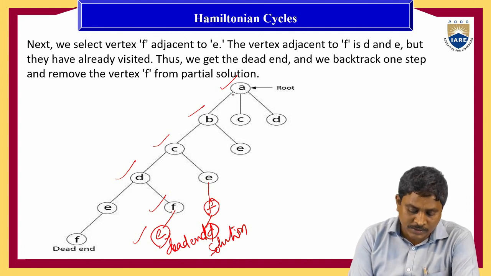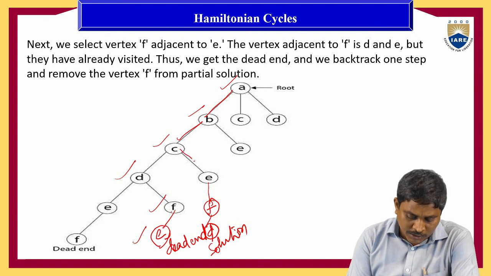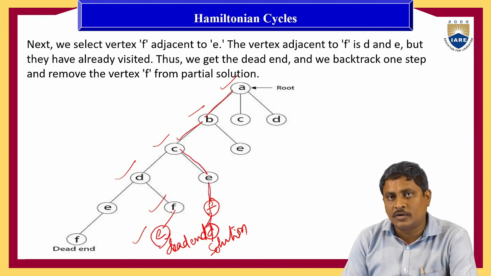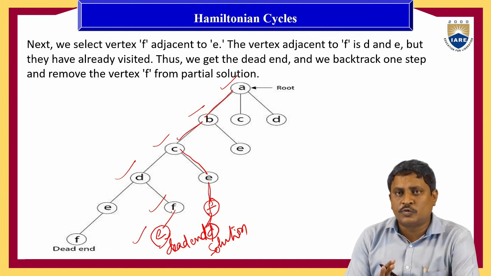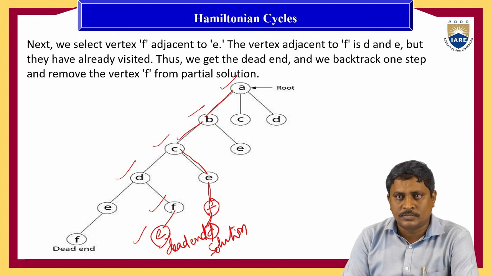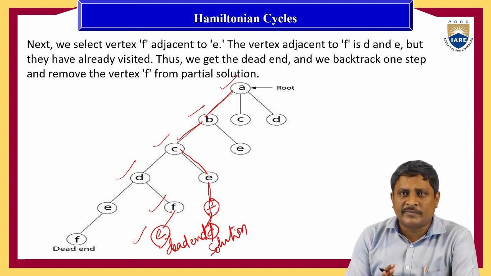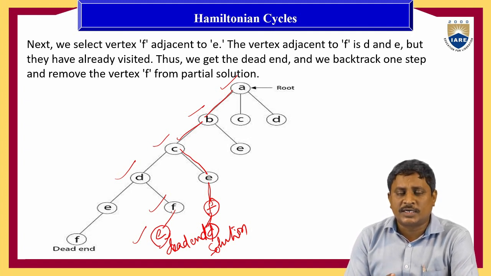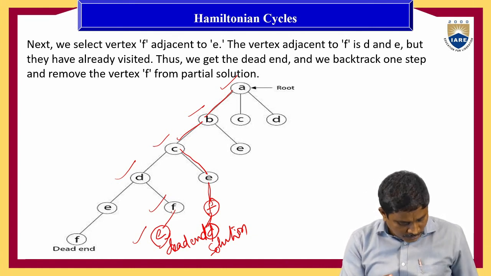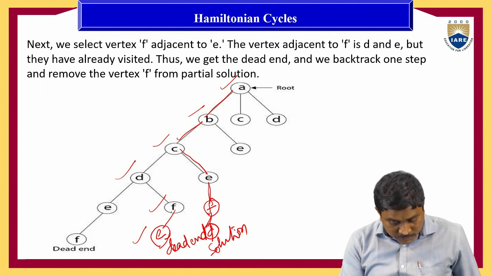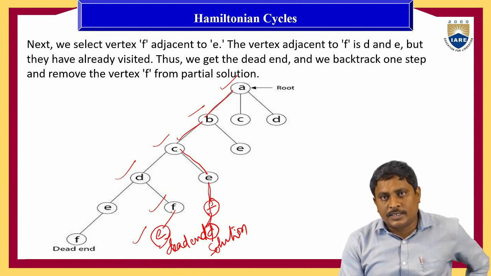So now that path is A to B, B to C, C to E, E to F, F to D, D to A. Now here in this path observe that each and every vertex is visited only once, not more than once. So this one is called a Hamiltonian cycle.